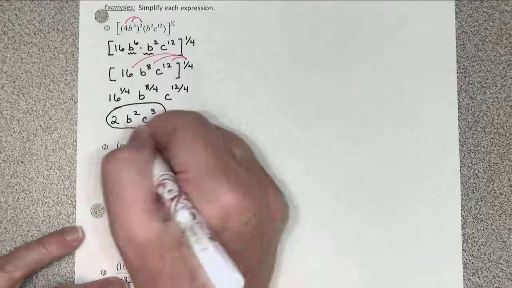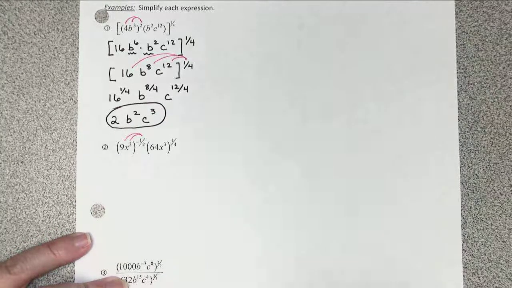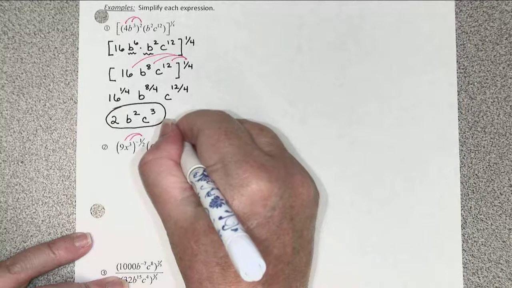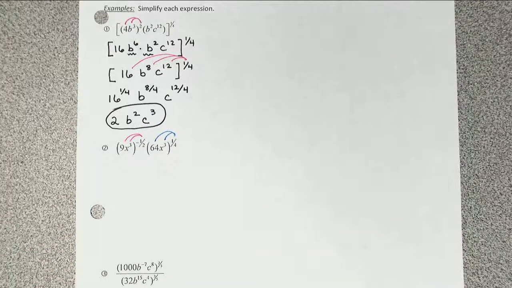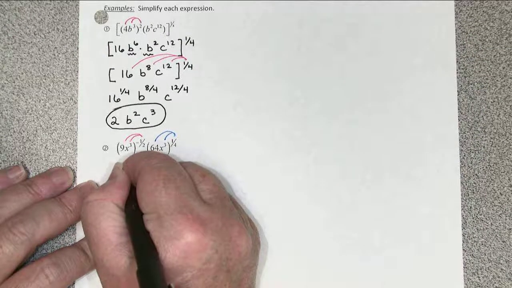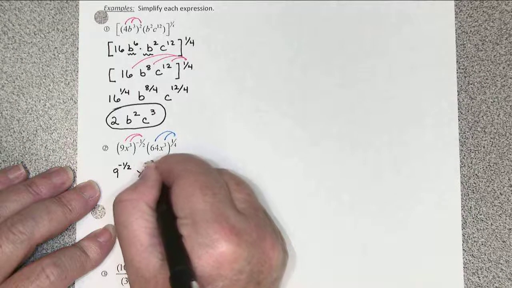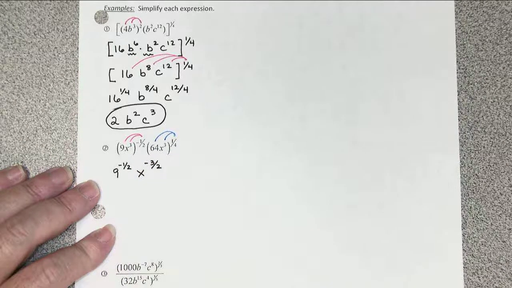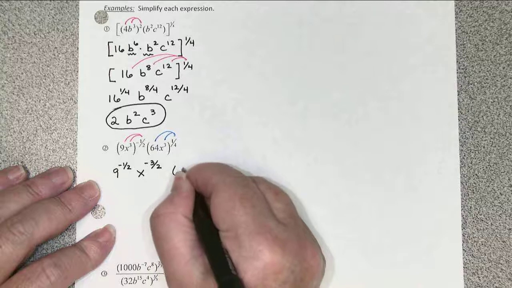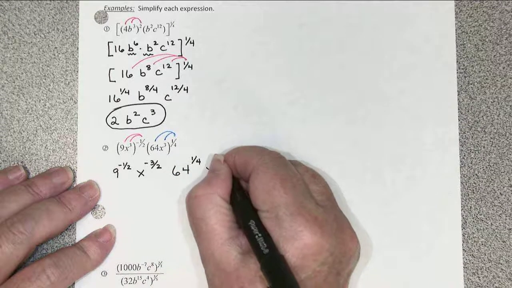All right, in number 2, I've got a negative 1/2 power, which I'll apply to those parentheses, and then I've got a 1/4 power, which I'll apply to those. So I have 9 to the negative 1/2, x to the negative 3/2, and then 64 to the 1/4, and x to the 3/4.